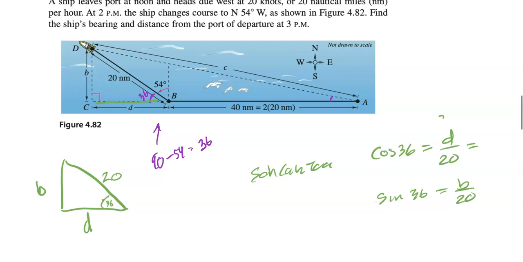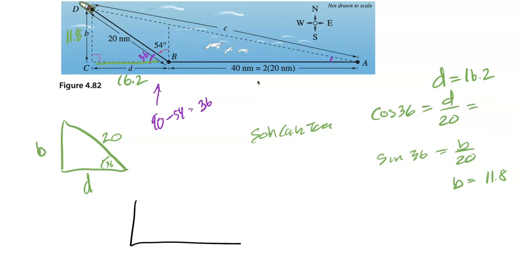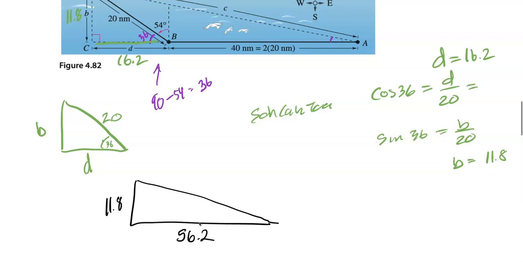So I get D equals 16.2, rounded. And then B equals 11.8 if I round it. So those are those sides. Now, if I want to figure out what the hypotenuse is, I can just use a giant right triangle. We have a giant right triangle here, where this side is 11.8. This whole bottom is 56.2, because I'm adding the 16 with the 40 to get 56.2. And I'm going to figure out what the hypotenuse is.